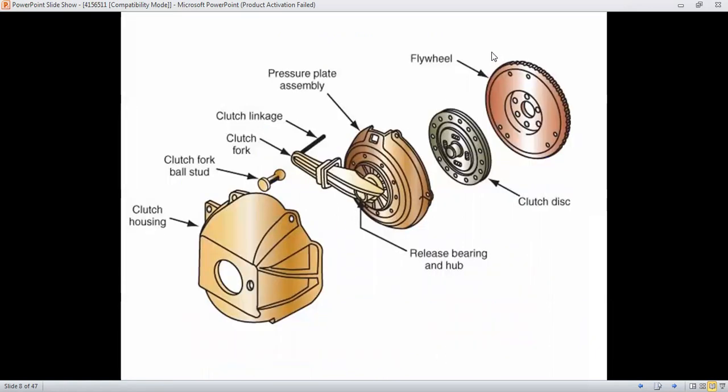Now you can see the different components of the clutch plate assembly. This is the flywheel, this is the clutch disc, and the pressure plate assembly is there, clutch linkage is there, clutch fork is there, clutch fork ball here, and this is the clutch housing. So this is the housing. All these components are assembled within this housing.